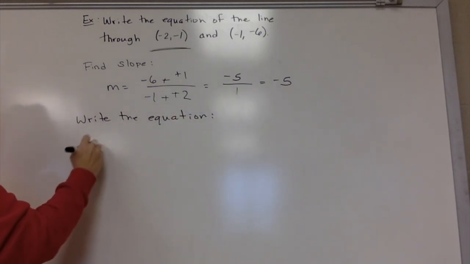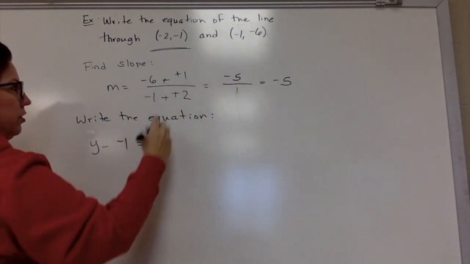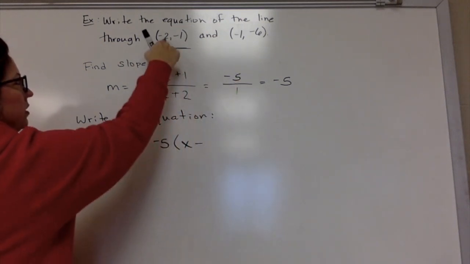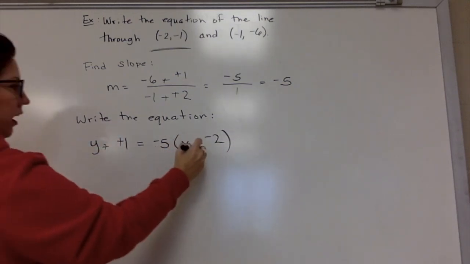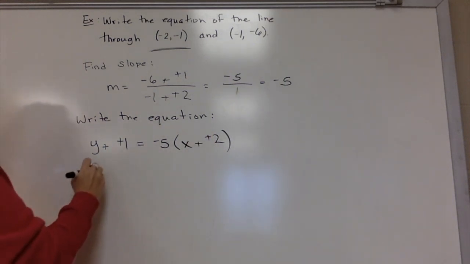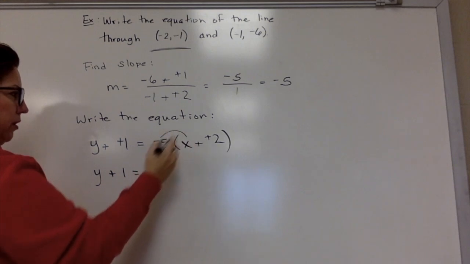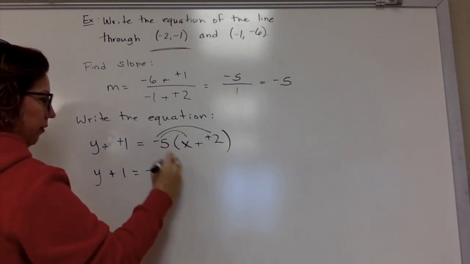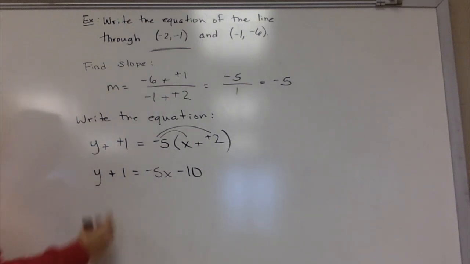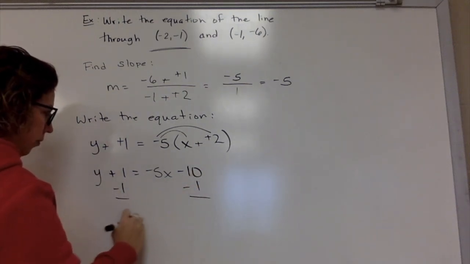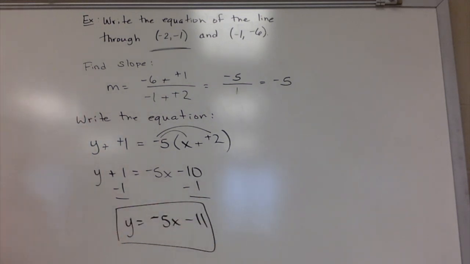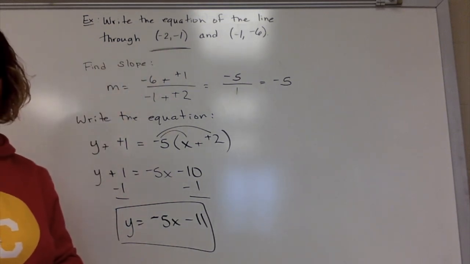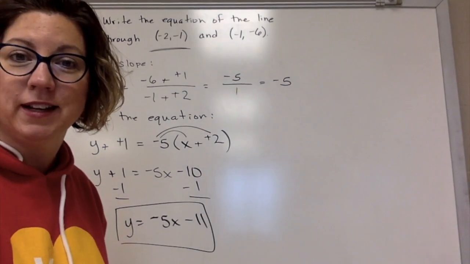So we're going to have y minus -1 is equal to m, or -5, times x minus the x value, which is -2, or that's really y plus 1 and x plus 2. So we have y plus 1. Again, we'll distribute, so we get -5x, and we get -5 times 2 is -10. Then we'll subtract 1 on both sides, so we get y equals -5x minus 11. And that is our slope-intercept equation of the line that goes through the points (-2, -1) and (-1, -6).